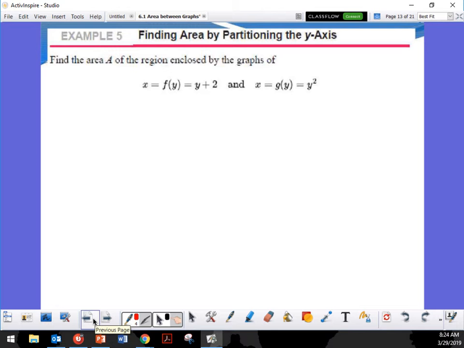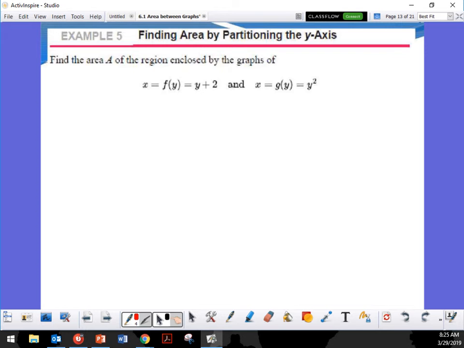Now, in this case right here, we're finding the area enclosed by the graphs, but these are according to the y-axis. Instead of finding the area below the function down to the x-axis, we're now going to be doing it below the function according to the y-axis. So it's going to be how far it is away from the y-axis now for all of these.